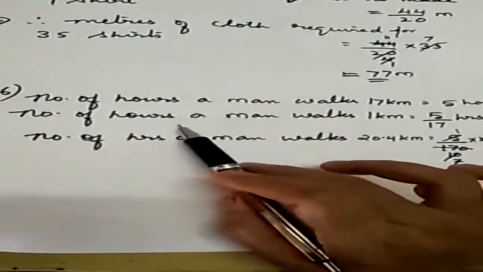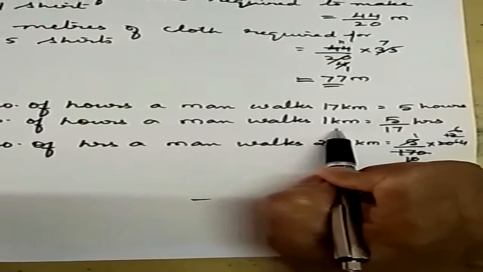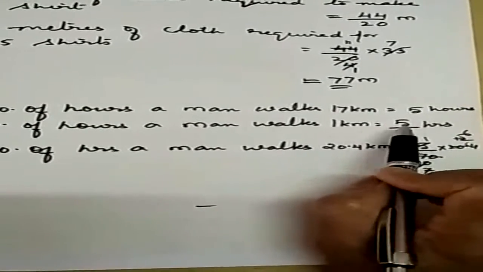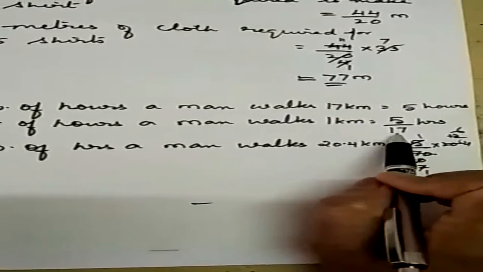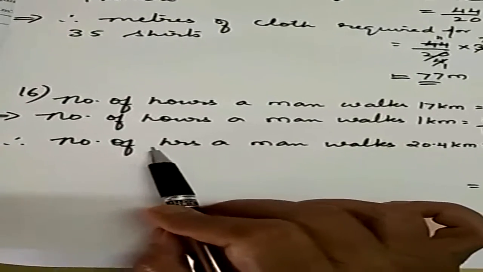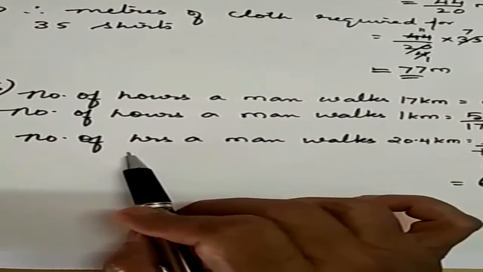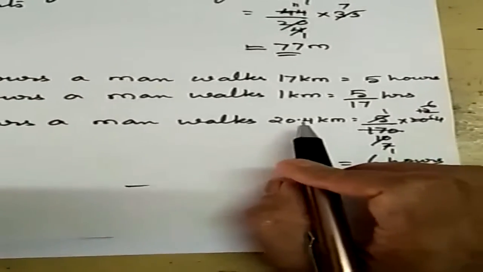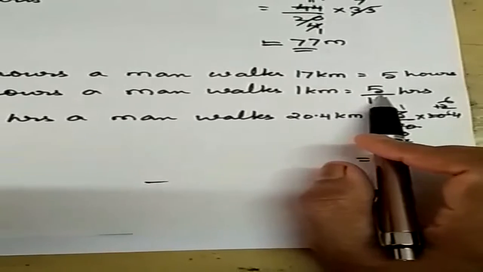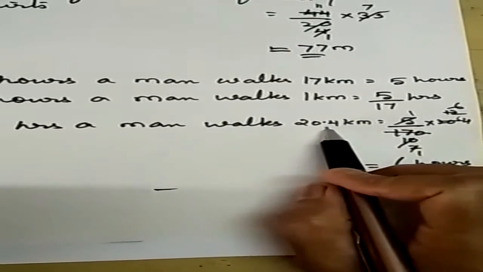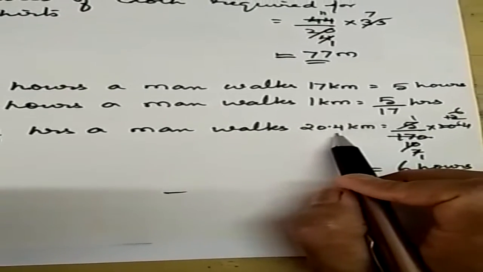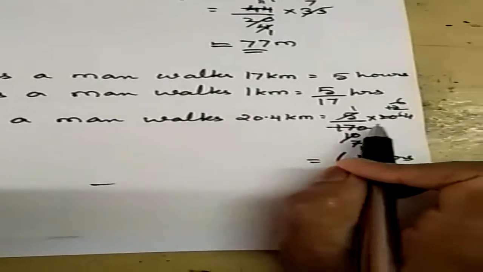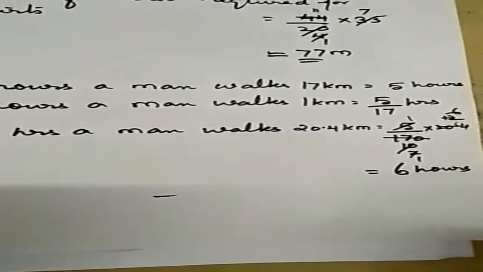As this is the unitary method, you have to find for 1 kilometer. For 1 kilometer he needs very little time. Less time means division. After the equal to, whatever is written, write a division. Now you have to find for what is given in the question: number of hours a man walks 20.4 kilometers. For 1 kilometer he needs this much time only. To walk 20.4 kilometers he needs more time. More time means multiplication, and we'll get the time. Hope you have understood.